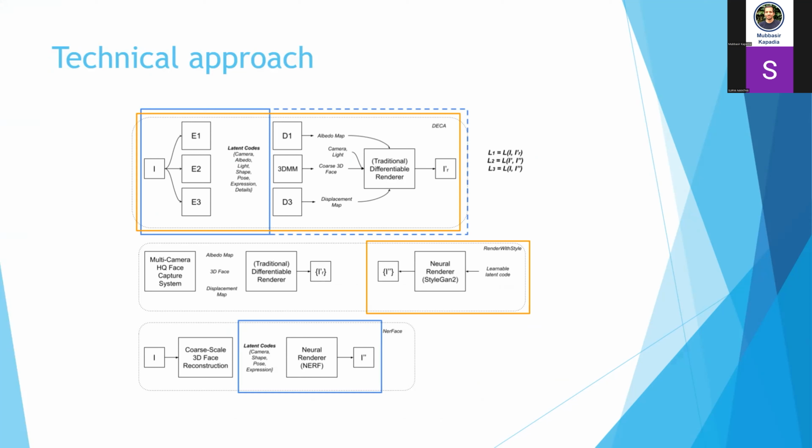So here's just a technical overview of what I'm trying to do. There are three main SOTAs here: DECA, Rendering with Style, and NeRFace. What I'm trying to do is to use the latent codes from, say, DECA and input that as the parameters for the neural renderer, and possibly even the other way around, where I can combine the complete latent code with the NeRFace renderer. You can go to the next slide.